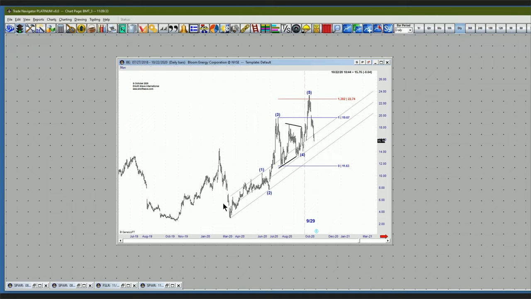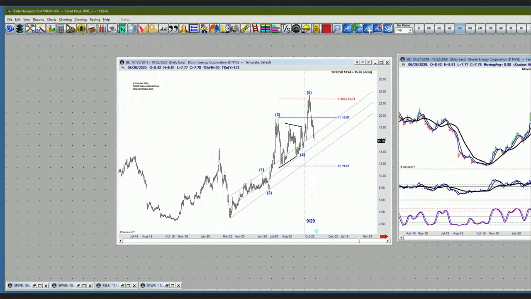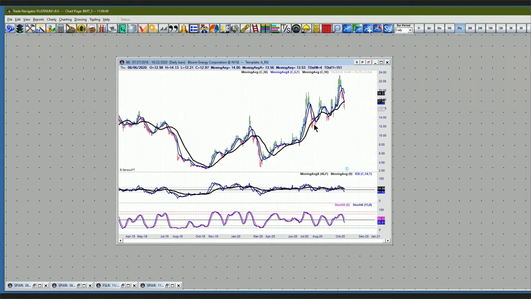So this was the analysis. 1, 2, 3, triangle 4, 5. Looks like a good story. Do we stop there? No. We want to see some other stuff. Okay? We want to build a case. I'm all about building a case. I'm all about looking at other forms of technical analysis to support my assessment.